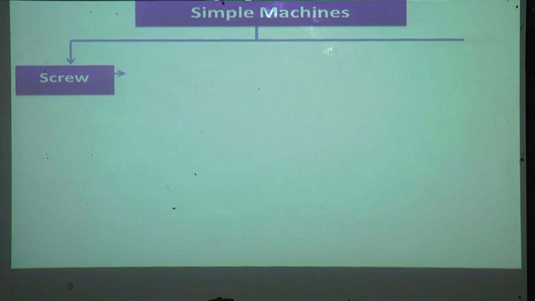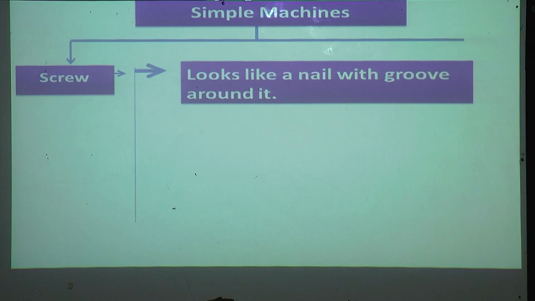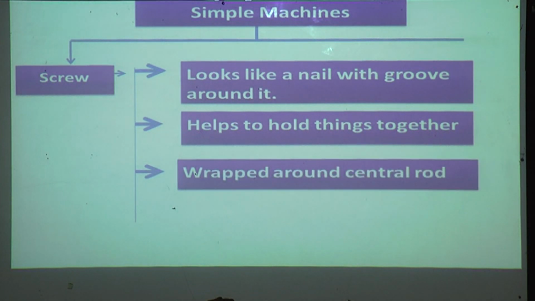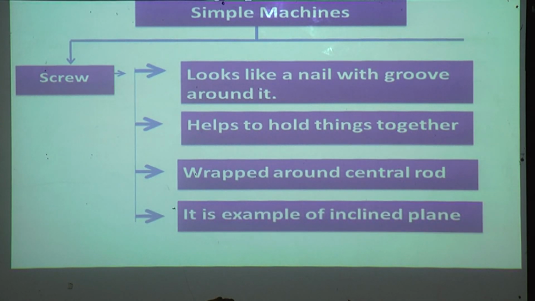Let us see about screw. It looks like a nail with a groove around it. It helps to hold things together. It is wrapped around a central rod. It is an example of an inclined plane.